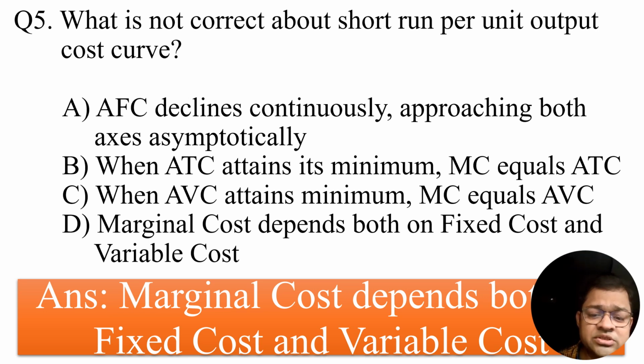Marginal cost depends both on fixed cost and the variable cost, because marginal cost only depends on the variable cost, not the fixed cost. You all know that marginal cost is the change in total cost. When we take the change in total cost, the total fixed cost in the short run has been cancelled out. So marginal cost depends only on the variable cost. So answer number 4 is the wrong statement.